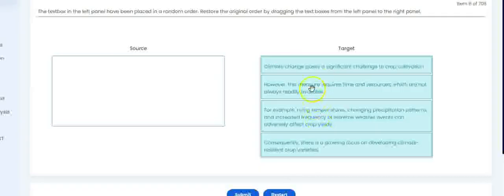Now, after putting it into order, you just quickly read it, whether it is giving a meaningful complete sentence. All right. So climate change causes significant change to crop cultivation. Then, however, means that there is significant challenge in crop cultivation. So, however, this measure requires time and resources, because of the challenge we have, we need that time and resources. For example, it is saying rising temperature and changing precipitation patterns increase. Then as a result, that would be the last sentence here.